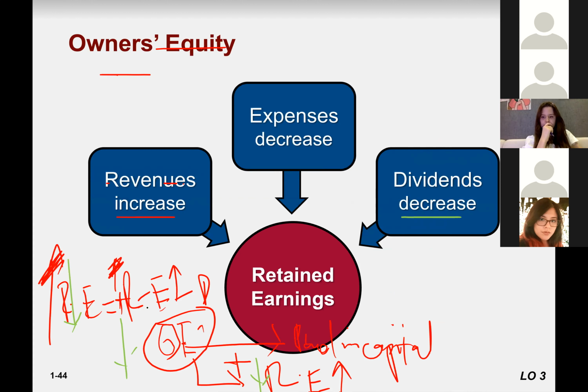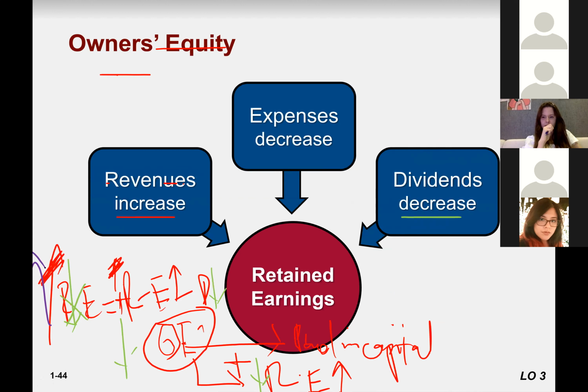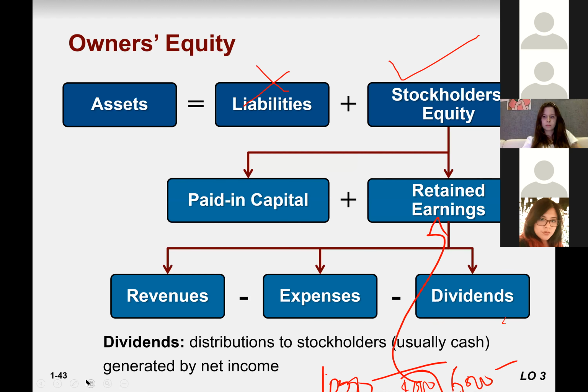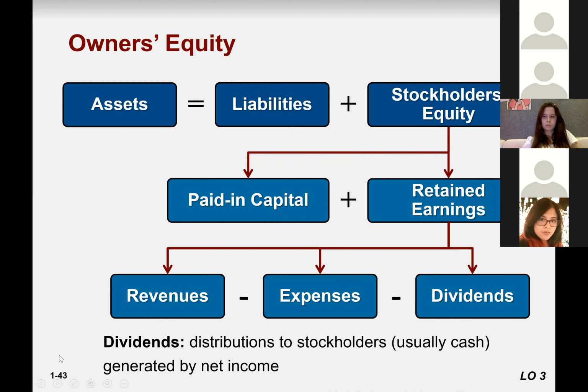So vice versa. If dividend is decreasing, it means it is increasing the retained earning. Retained earning increase causes owner's equity to increase. Understand? One more time from previous slide. Same concept. Let me clear this mess here.